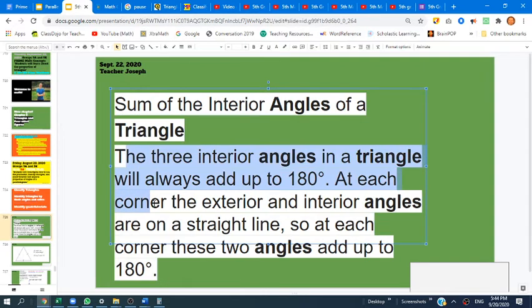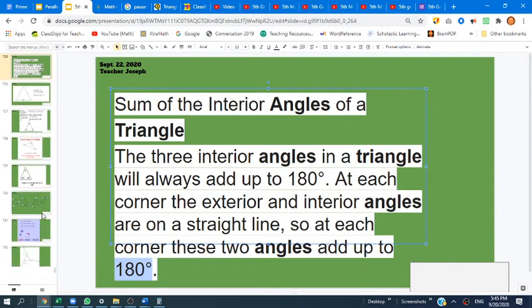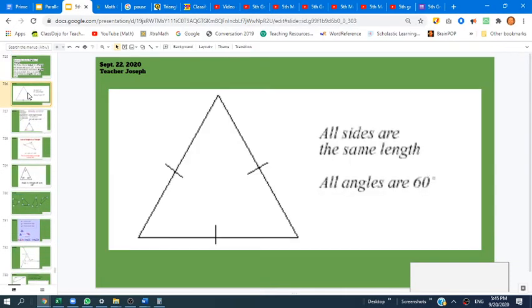Let's read this together. It says, the three interior angles in a triangle will always add up to 180 degrees. At each corner, the exterior and interior angles are on a straight line, so at each corner these two angles add up to 180 degrees. That's our magic number that we need to understand. Okay, let's do a couple of examples.